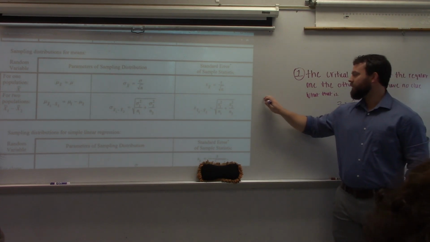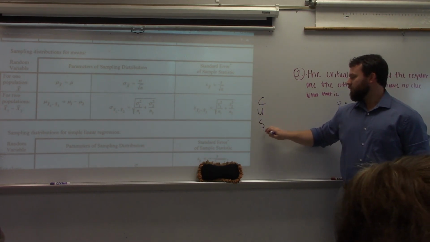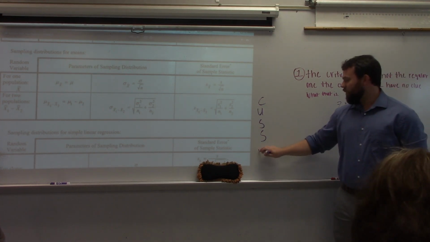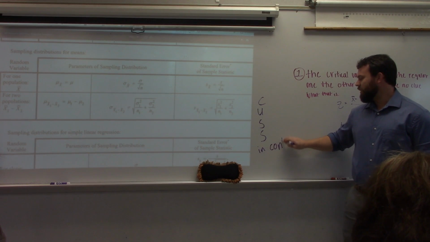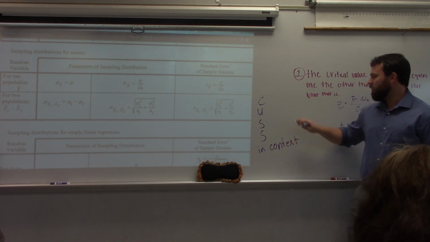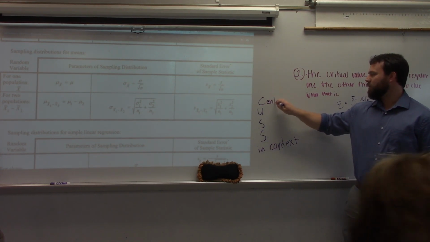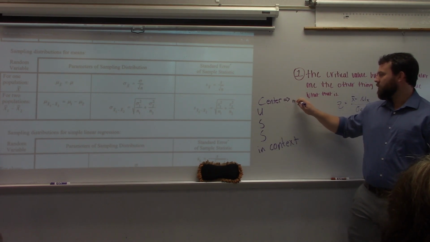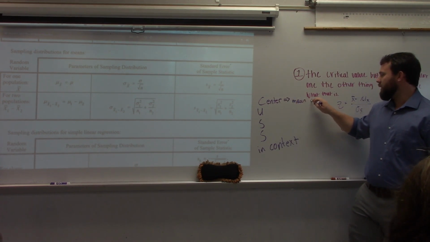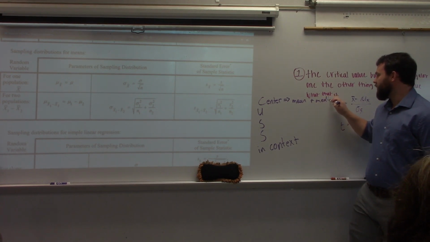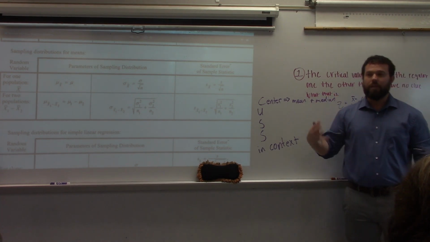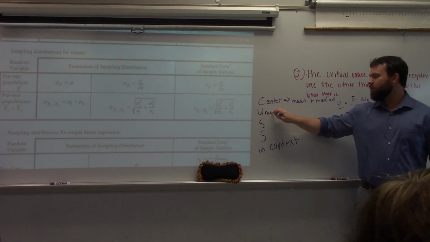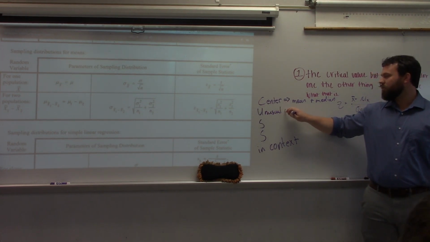So we need to CUSS the data. We got to know what it stands for. CUSS the data in what? Context. What does that C stand for? Center. What are the measures of center we could talk about? Mean and median. You can also just say the center of the data, but mean and median are the most common ones, right? So what does the U stand for? Unusual aspects. What could be an unusual aspect?